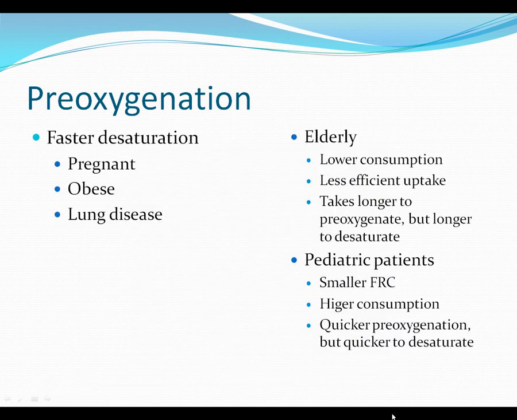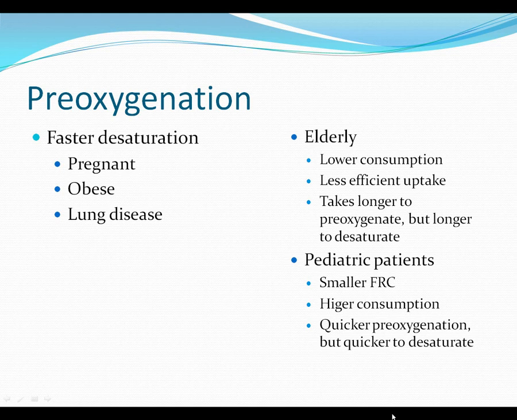All right. So pre-oxygenation. Faster desaturation with pregnant patients, obese patients, and patients with lung disease. That makes sense. Pregnant patients and obese patients have a low FRC. Patients with lung disease just don't oxygenate very well. Elderly patients have lower oxygen consumption. They have less efficient uptake.